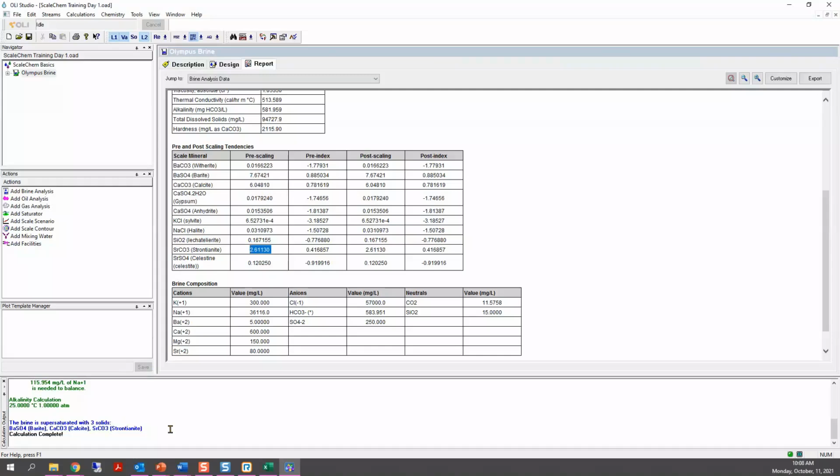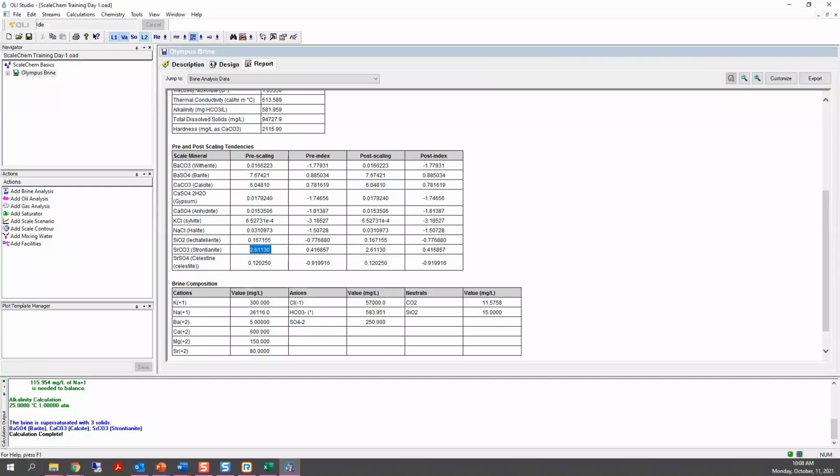It says the brine is supersaturated with 3 solids. And it's telling you in this calculation output that those are the solids that could potentially precipitate out. Again, this is the pre-scaling value. So if you allow enough time for this to precipitate, then these pre-scaling tendency values will be different.